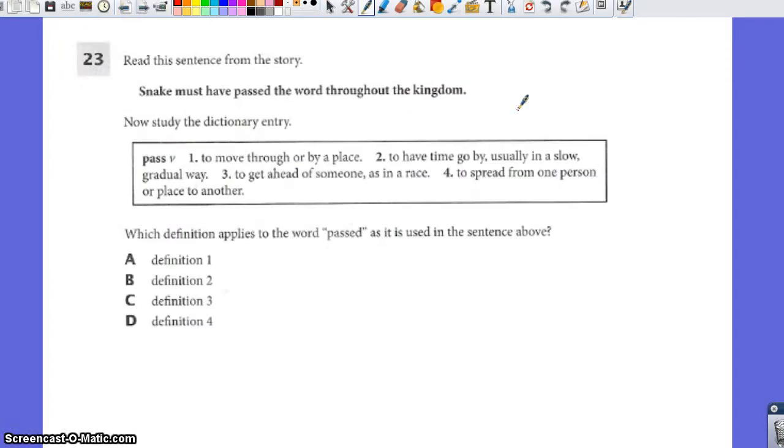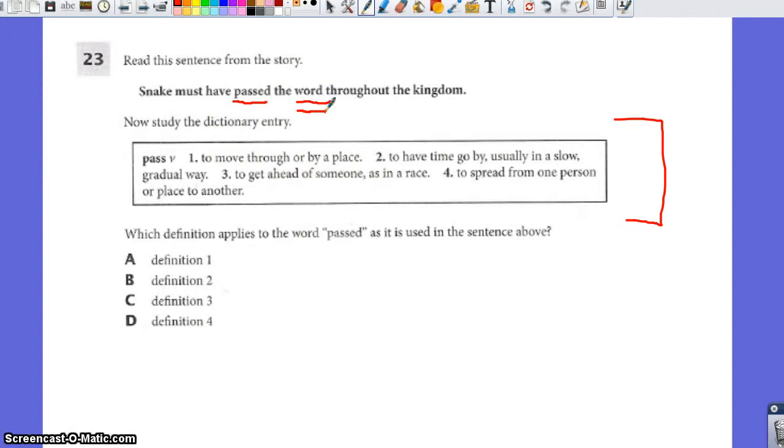Okay, read this sentence from the story. Snake must have passed the word throughout the kingdom. All right, again, we've got a dictionary definition. Snake must have passed the word. Pass is a verb, to move through or by a place. Did he move through the word? What does that even really mean? You're passing the word. What's your word?